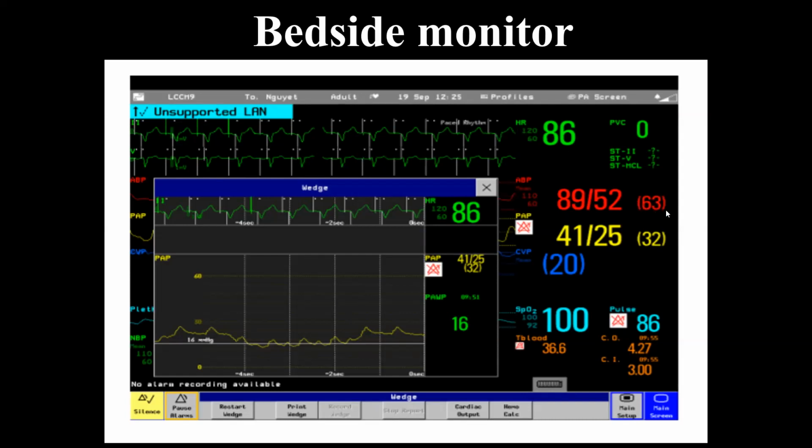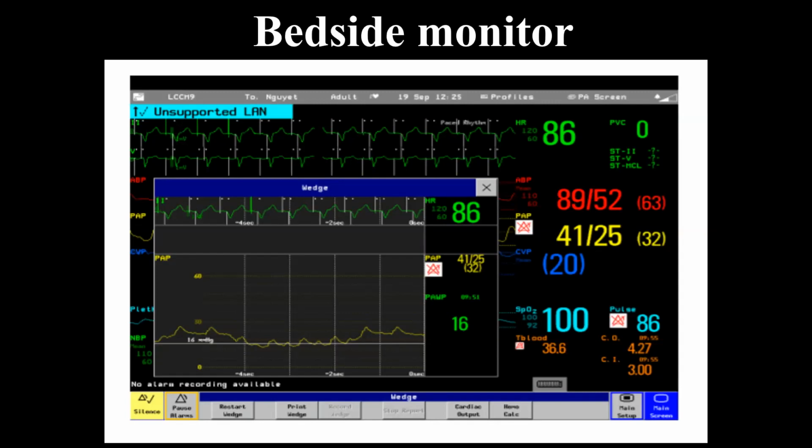What do you guys think of that mean arterial pressure of 63? Anybody? Isn't it low? Yeah, it is. So I'm going to anticipate that perhaps my kidney function is going to decrease. I'm going to decrease making urine output. I'm a little concerned. Do they need volume or do they need a vasoconstrictor to bring that mean arterial pressure up?